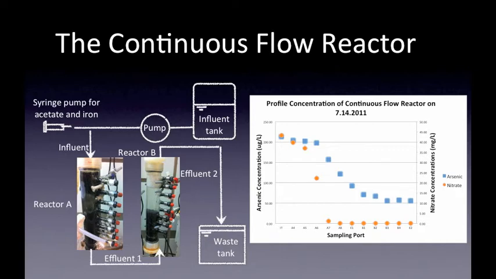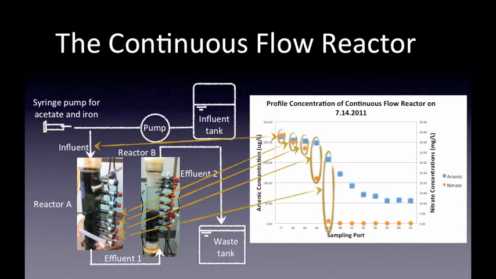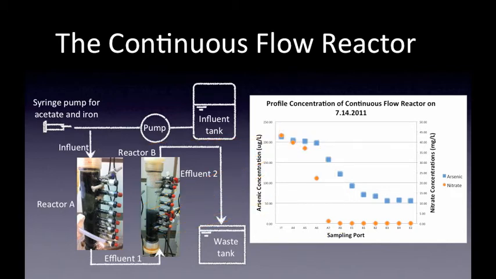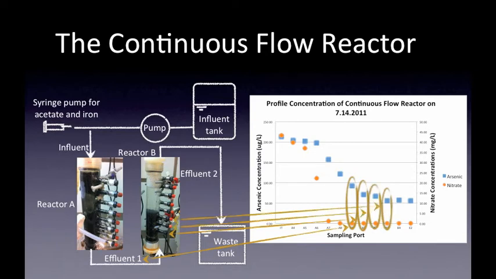As we can see from here, the blue points are the arsenic concentration and orange points are the nitrate concentration of different parts along the flow path. Nitrate is completely removed in the continuous flow reactor, and the arsenic concentration is decreased from around 200 microgram per liter to 50 microgram per liter at effluent part.